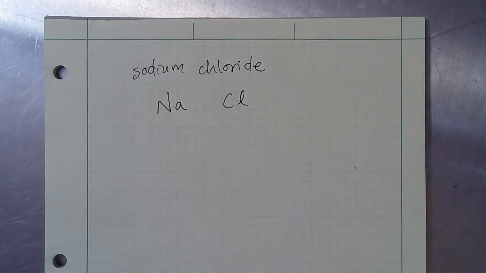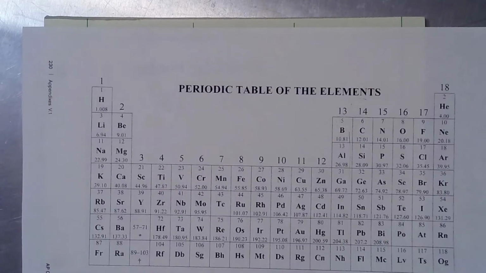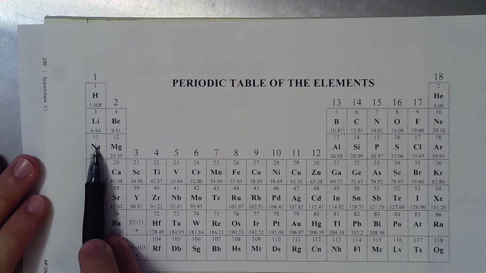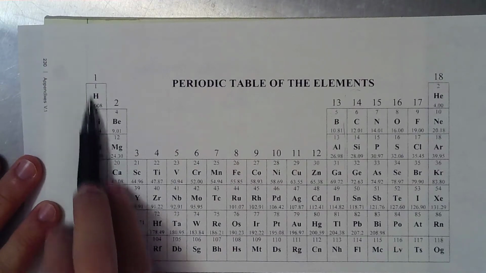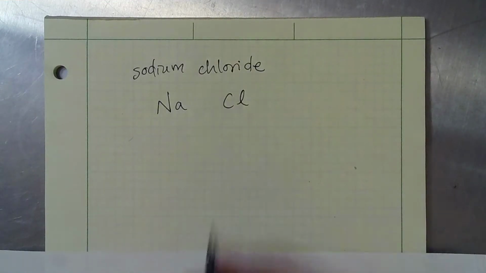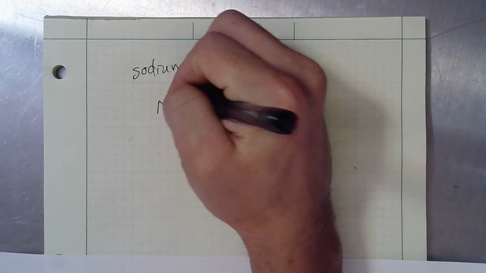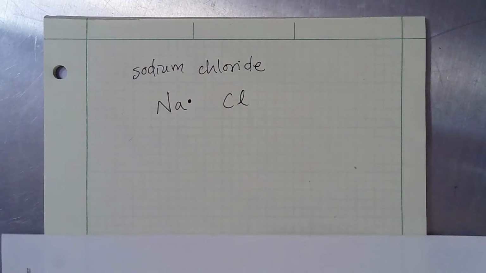A dot structure is just an element symbol that has dots around it, where the dots are the number of valence electrons that that element has. So if I take my periodic table here, here is sodium. Sodium is in the first column. It's going to have 1 valence electron, so I'm going to draw 1 dot there next to sodium.